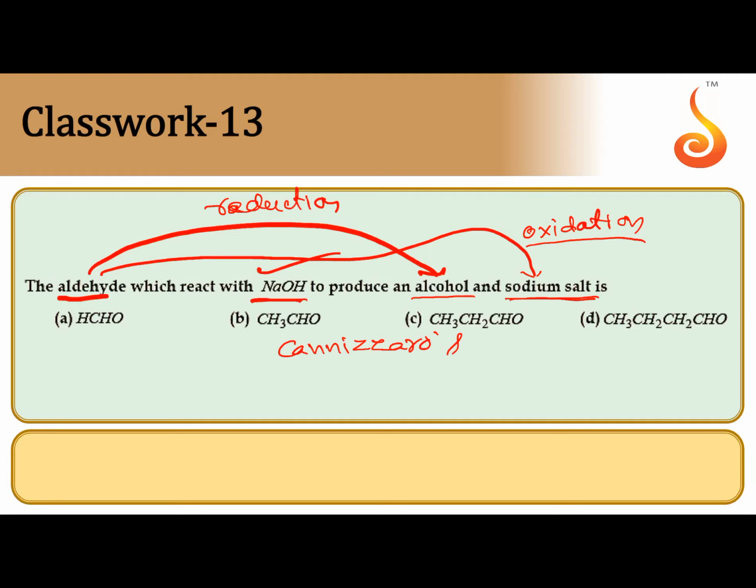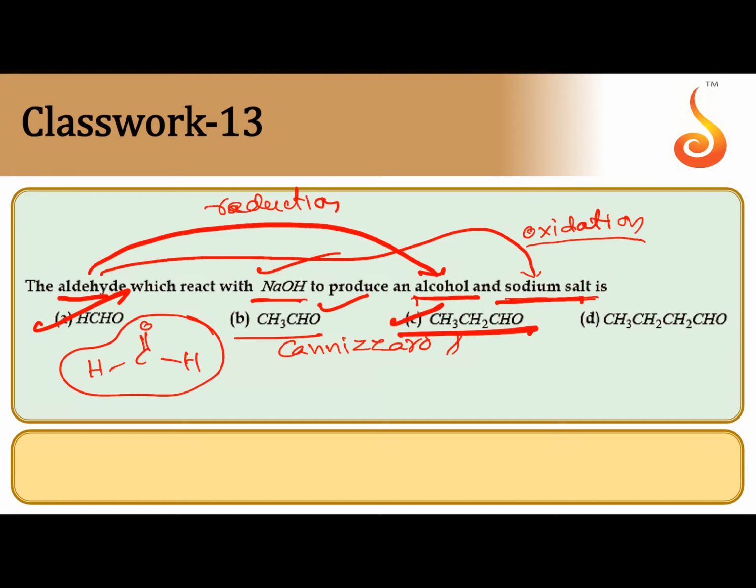So in the Cannizzaro reaction, which one can be involved in the formation of alcohol and sodium salt? One without alpha hydrogen. So the correct answer is formaldehyde, A. You check B. B has 3 alpha hydrogens, it undergoes aldol condensation. C also undergoes aldol condensation because of 2 alpha hydrogens. Even D has 2 alpha hydrogens. So the one without alpha hydrogen is formaldehyde. That only can react with sodium hydroxide to give alcohol as well as sodium salt of carboxylic acid. So the answer is A.